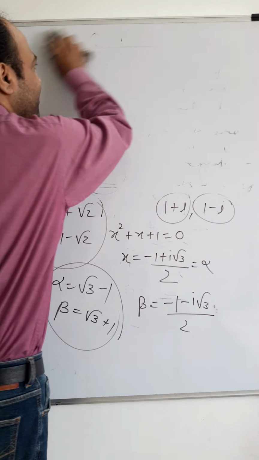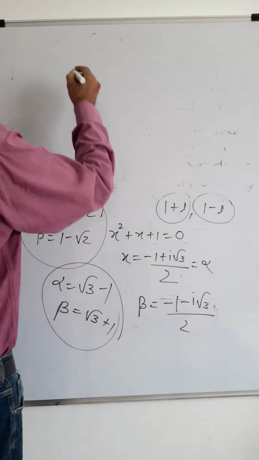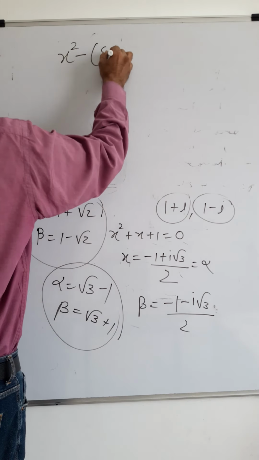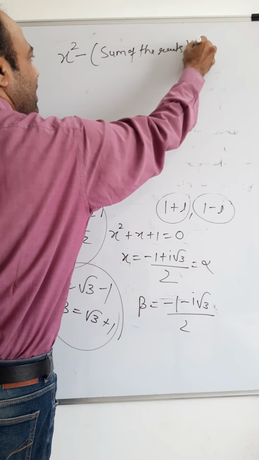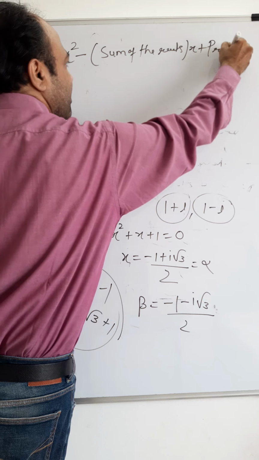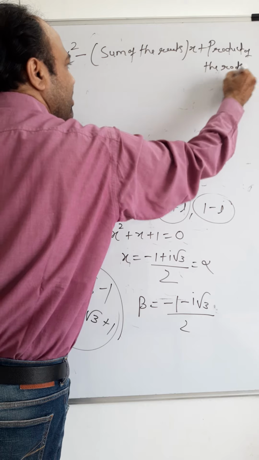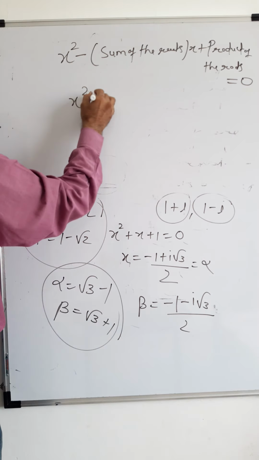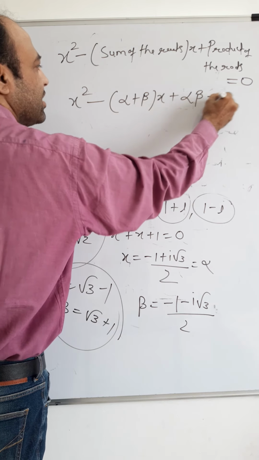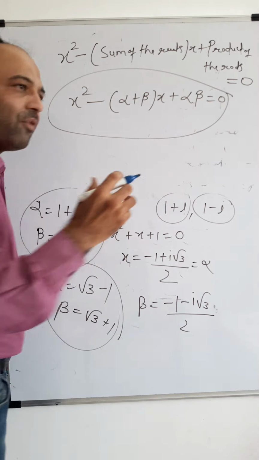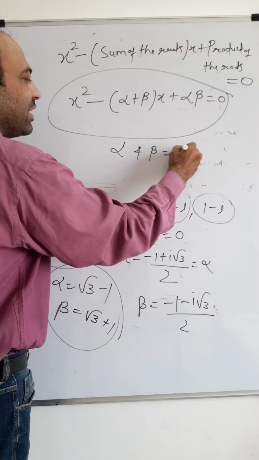So for this, we have a result. This is a very important concept. In CDS, this type of question comes. x square minus sum of the roots into x plus product of the roots is equal to 0. That is, x square minus (alpha plus beta) into x plus alpha into beta equals 0. So you can form a quadratic equation when alpha and beta are given.